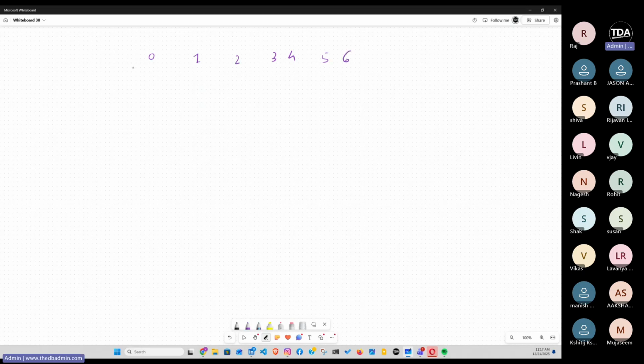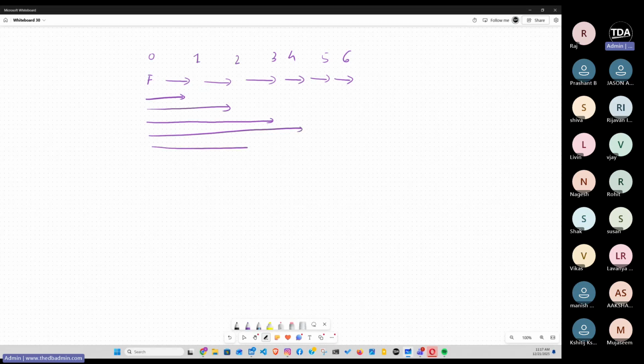Okay, so till here we took a full backup, then incremental, again incremental, like that we took incremental backups. But in differential, I will take one full backup, then one differential backup, then again one differential backup, then again one differential backup, like that.